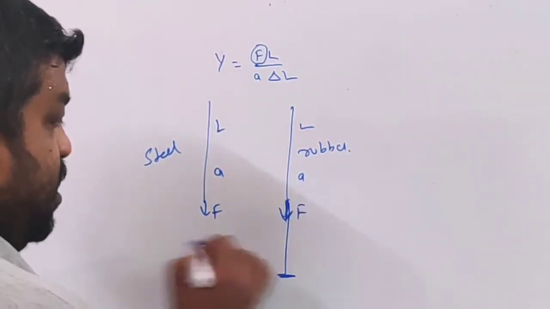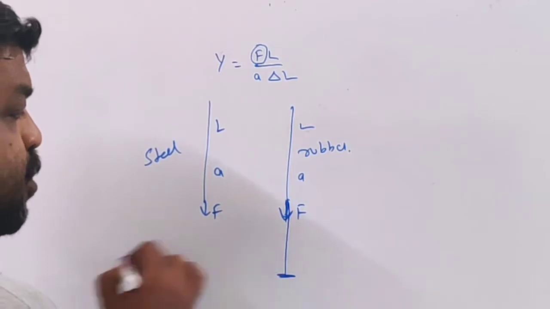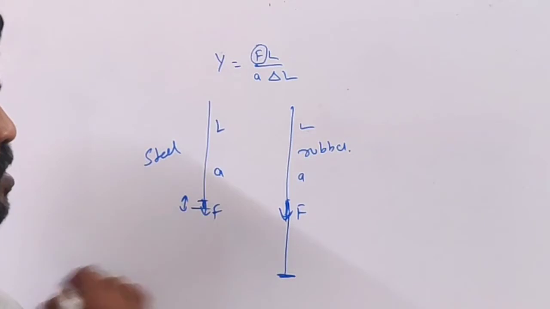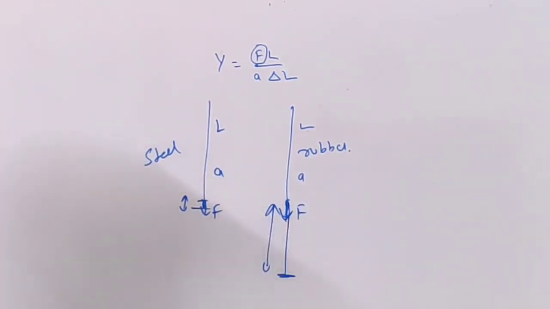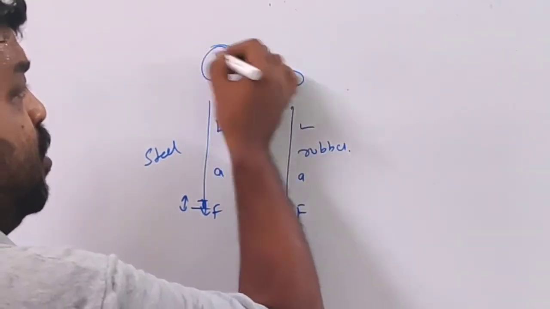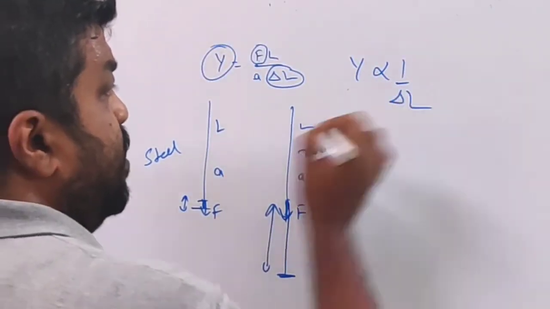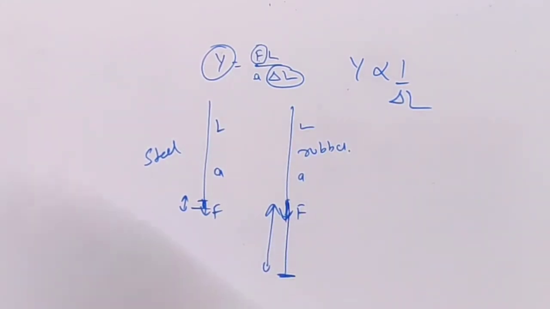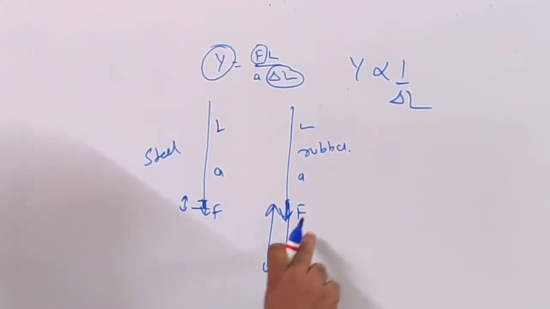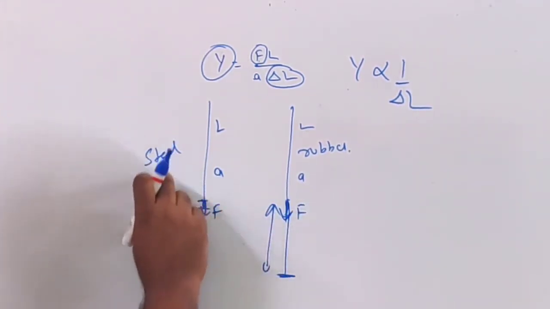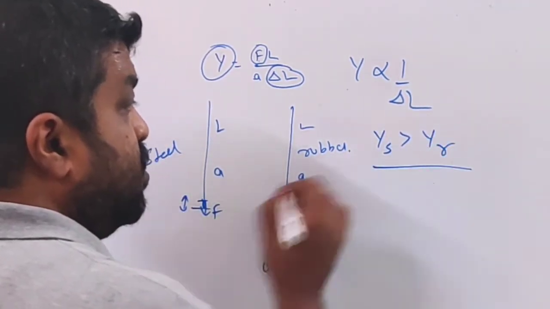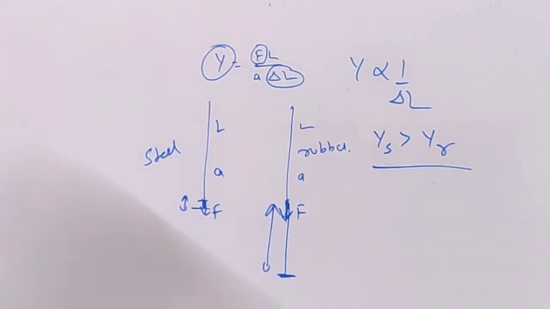This will elongate from this point to this point. Steel will elongate almost this much. This is the elongation in steel, this is the elongation in rubber. So as you can see, if these quantities are constant, then Young's modulus is inversely proportional to delta L. So for the same load, if delta L is more, Young's modulus will be less. Here in rubber delta L is more, in steel delta L is less. So Young's modulus of steel will be greater than Young's modulus of rubber. So steel is more elastic than rubber.